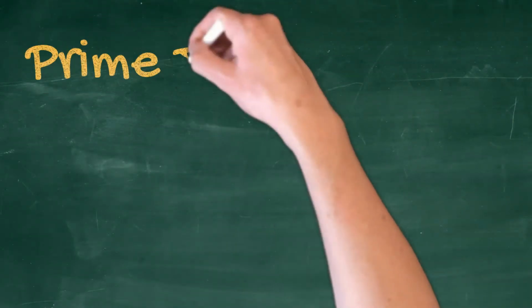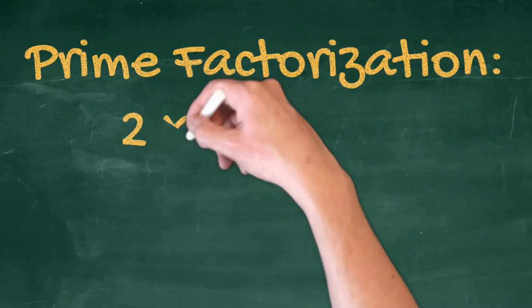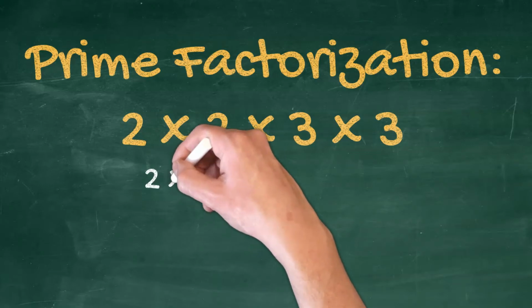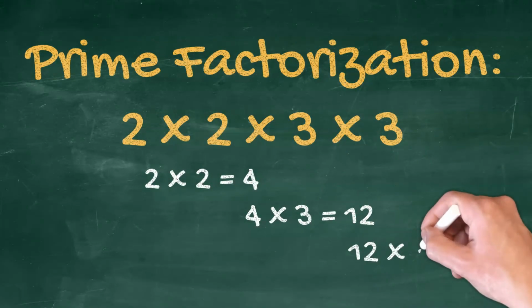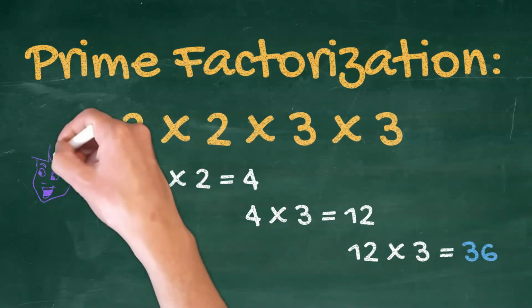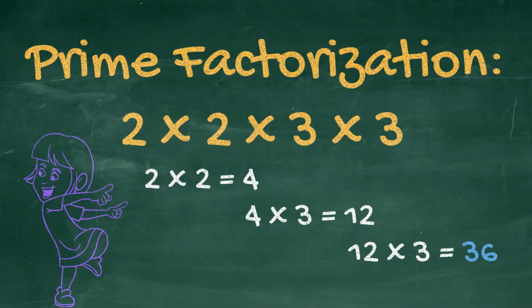You can always check your work by evaluating the prime factorization. 2 times 2 equals 4, 4 times 3 equals 12, 12 times 3 equals 36. Our answer matches the number we were trying to factor, so we know our work is accurate.